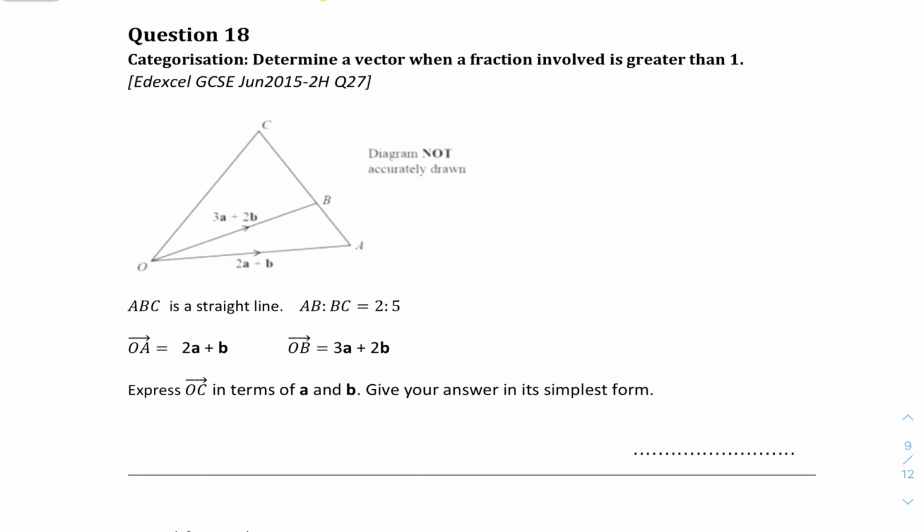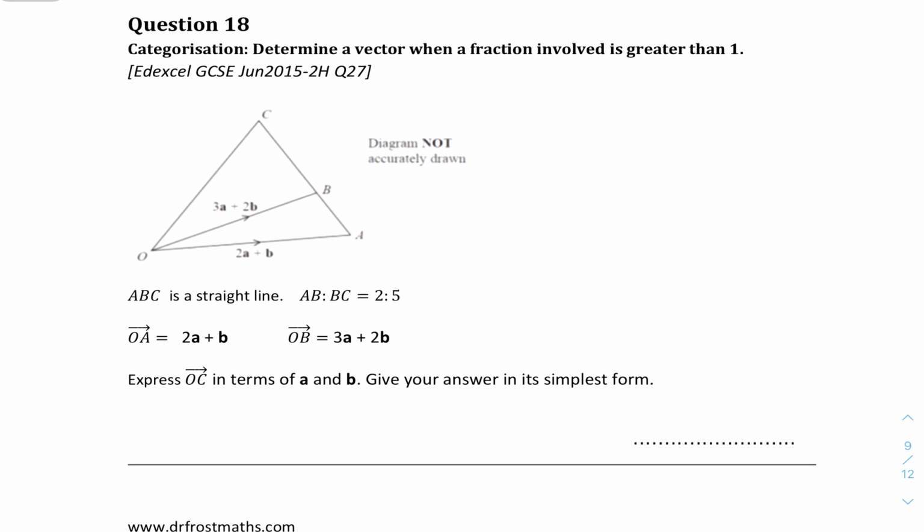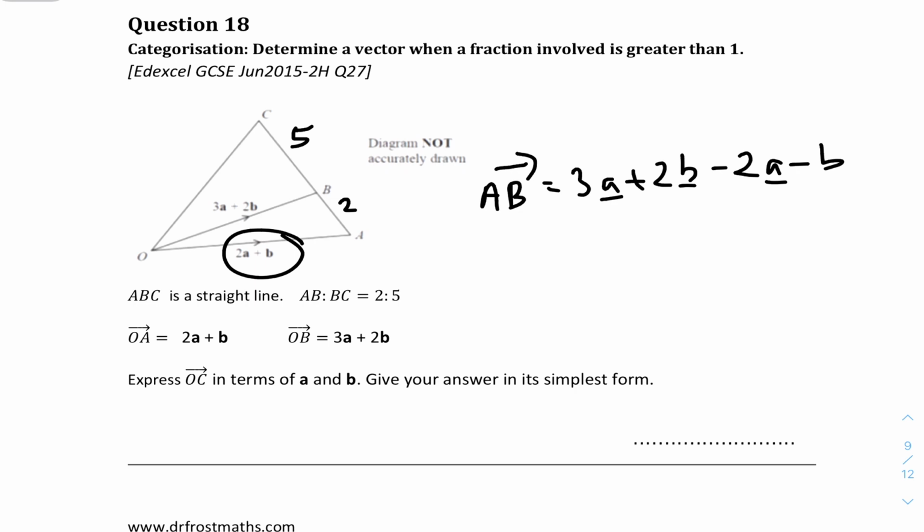And last question, question 18. Express OC in terms of A and B, given that AB to BC is 2 to 5. So AB here to 5. Right, so AB equals 3A plus 2B minus 2A minus B, just because it's basically minus this. And if you were to simplify, you would get A plus B.